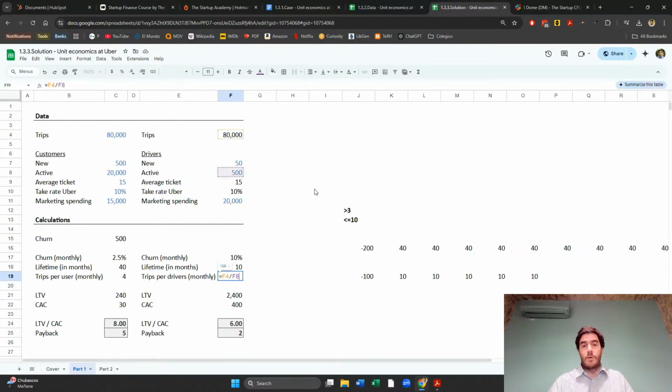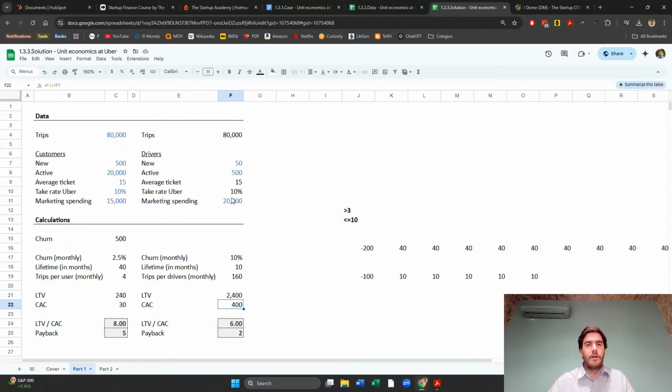Trips per driver, 160. 80,000 trips divided by 500. LTV, higher. Every time you get a driver, you can expect that thanks to that driver, you're going to get 2,400 euros. Wonderful. And the CAC is also higher. Okay, then I need to do more marketing.